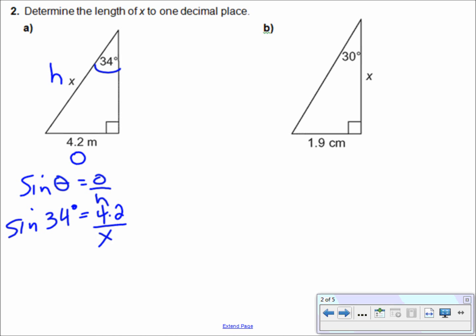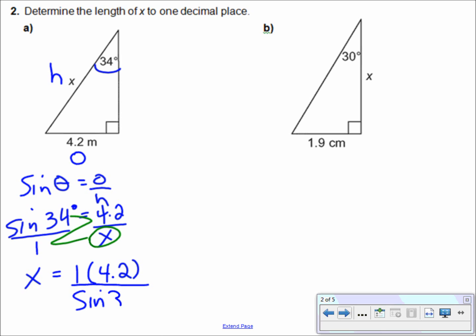What is every number's denominator, even if you don't see it? What is every number's denominator? 1. So what I'm going to do is I'm going to throw 1 in here, and the reason I do that is because I want to use my Zorro. Because that's the easiest, most foolproof way to solve for this. So it's going to be x equals 1 times 4.2 divided by sine 34. So 1 times 4.2 is 4.2 divided by sine 34.